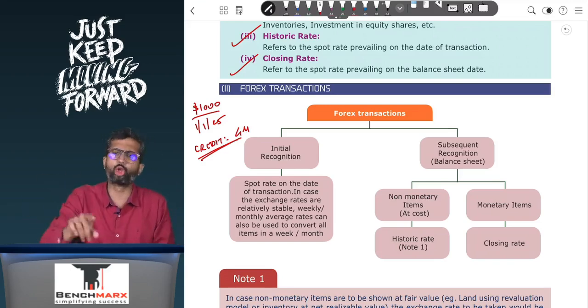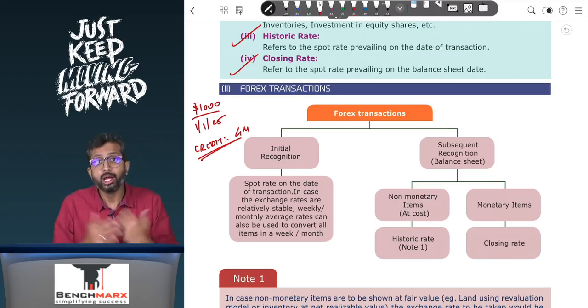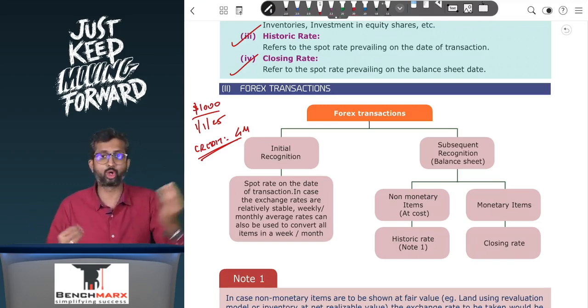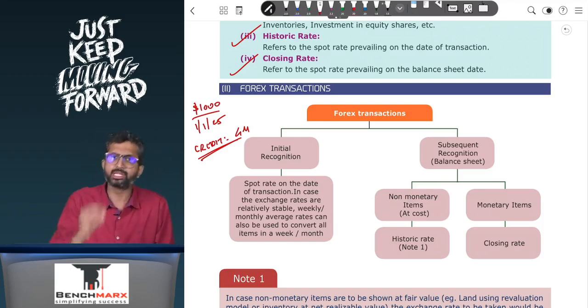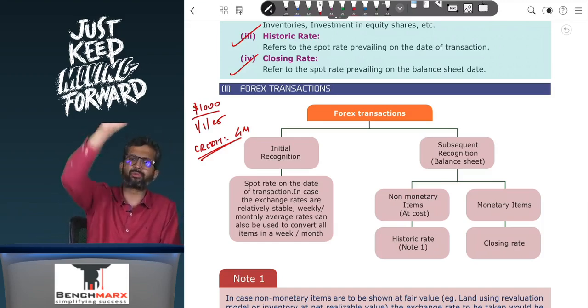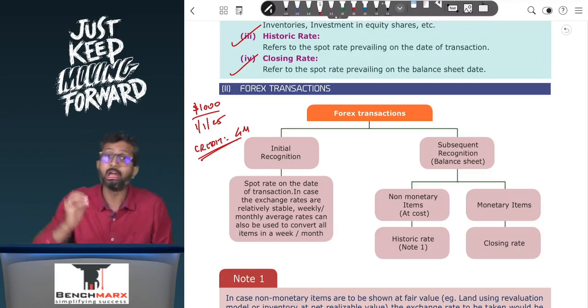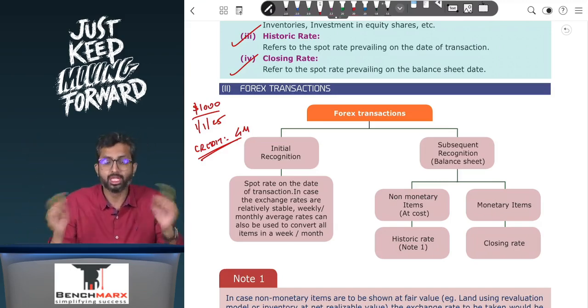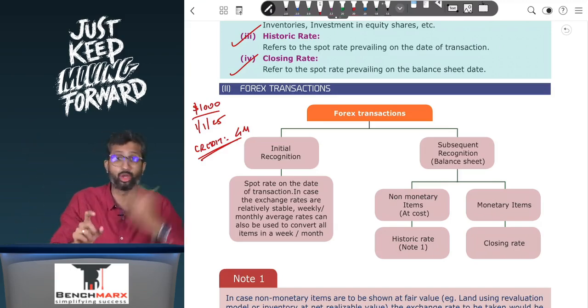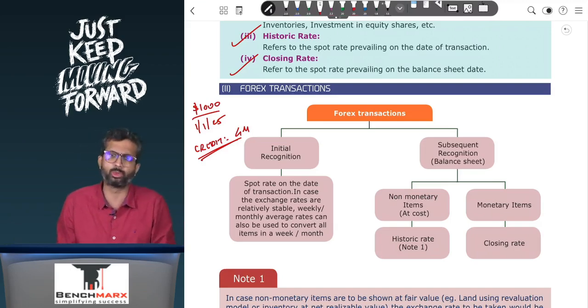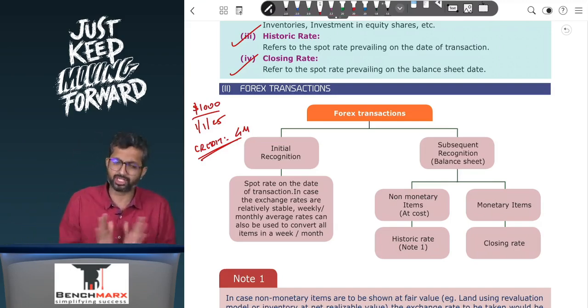However, sometimes even non-monetary items will have to be remeasured. Maybe you are following the revaluation model for land, or maybe inventory is cost or NRV, whichever is lower, and NRV in fact is lower. In such cases, AS11 says that if the land was purchased in 2015 at $1,000, you kept it at $1,000 only. In 2020, you revalued it and took it, let us say, to $1,500. Now in your balance sheet, your land is shown at $1,500, which is on 1st January 2020, then the rate should also be on the date when the fair value is determined, that is 1st January 2020.